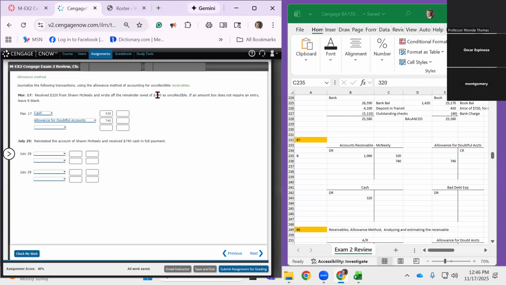And that's what they told us. That it's not something we just had to calculate. And then accounts receivable is going to get the credit for both of these, right? Even though I'm showing them separately, they really are $1,060.